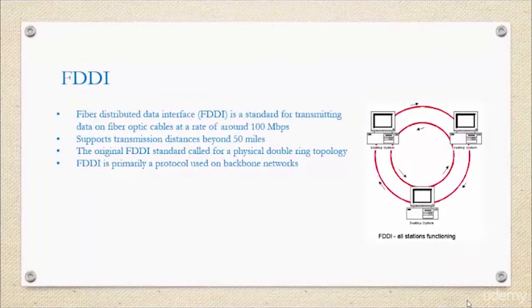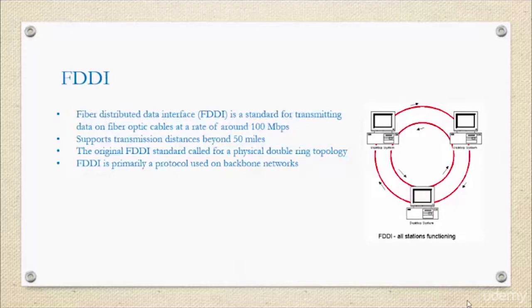All right, up next is the Fiber Distributed Data Interface, or FDDI. Now, it is a standard of transmitting data on fiber optic cables at a rate of around 100 megabits per second, right? Now, a cool thing about FDDI is that it supports transmission beyond 50 miles. Also, the original FDDI standard called for a physical double ring topology.